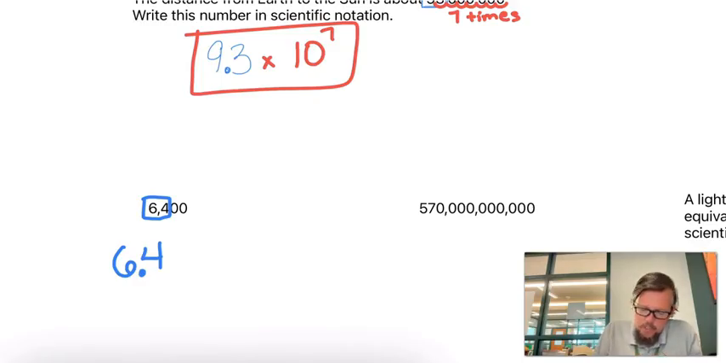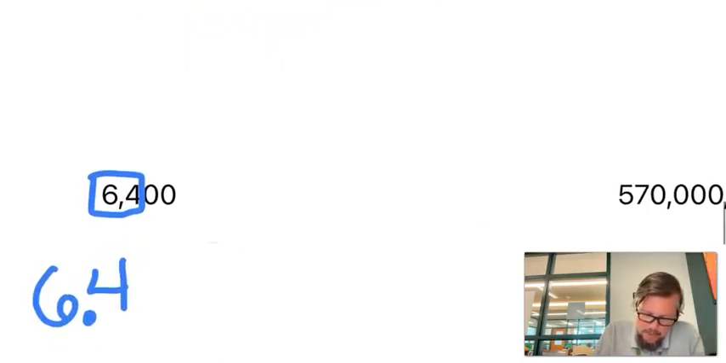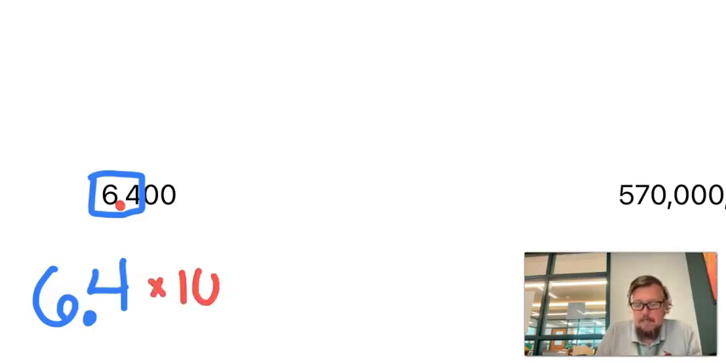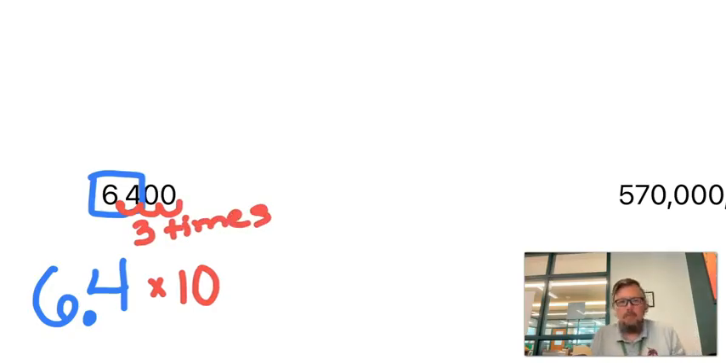So if we look at our original number, 6,400, if we put the decimal in between the 6 and the 4, how many times would we have to move the decimal to get to the end of the number 6,400? Whatever that number of times we move it is, that's the power that we're going to raise 10 to. That's how many times we would have to multiply by 10. So we can move it 1, 2, 3 times. We have to move the decimal 3 times to get to the end of that number.